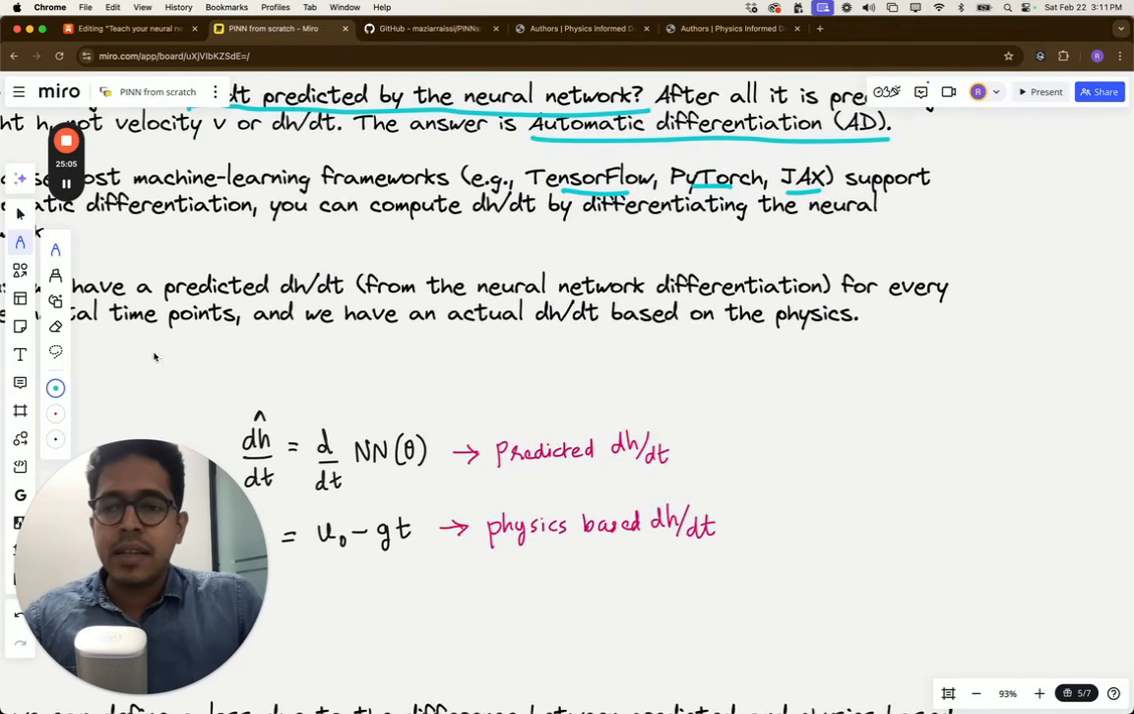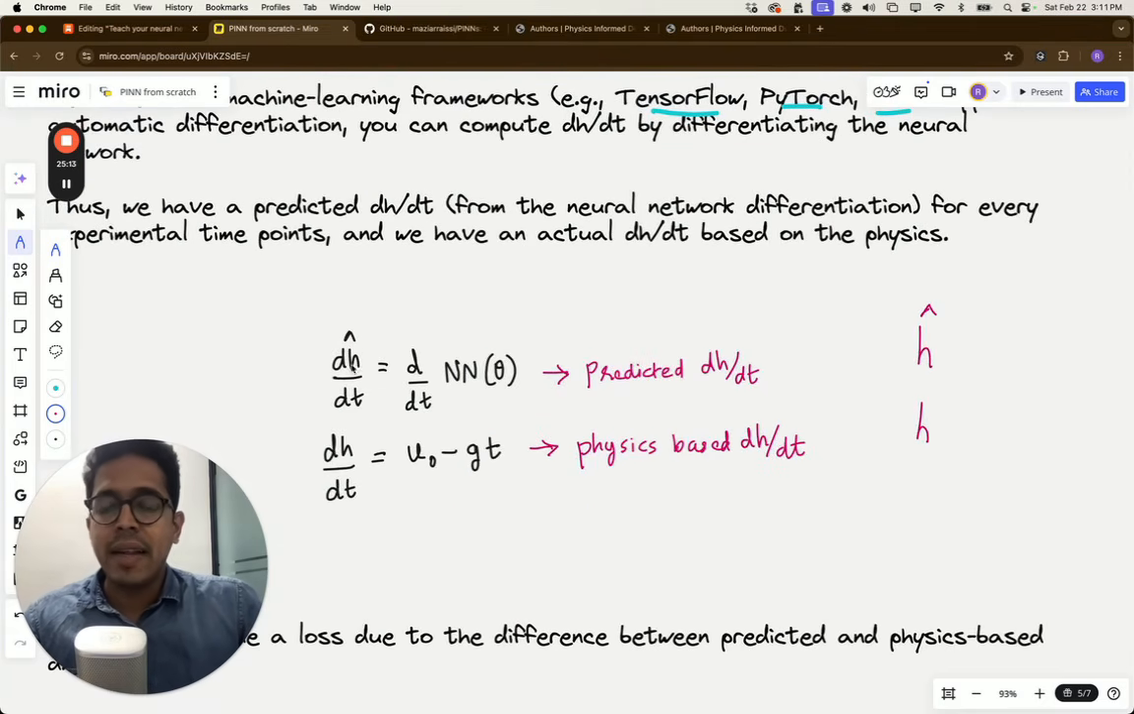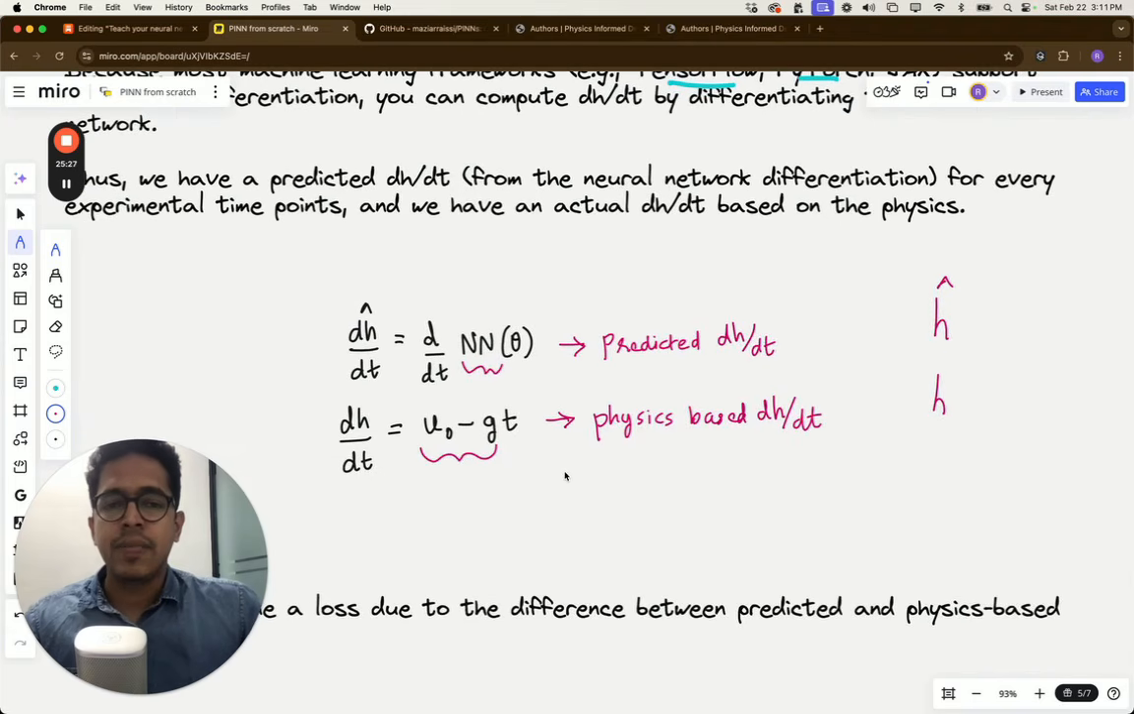So previously we said that you have h cap, which is the predicted height, and h, which is the actual height. But now you can also have dh cap by dt, which is the derivative of the predicted height, and that you obtain by taking the derivative of the neural network itself. And you have the actual dh by dt described by the Newtonian mechanics. This is the physics-based dh by dt.